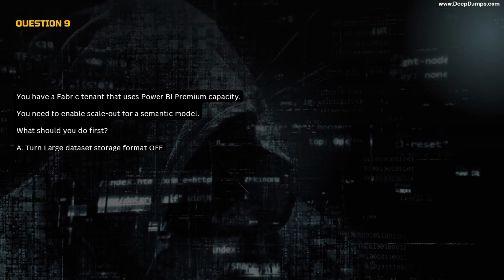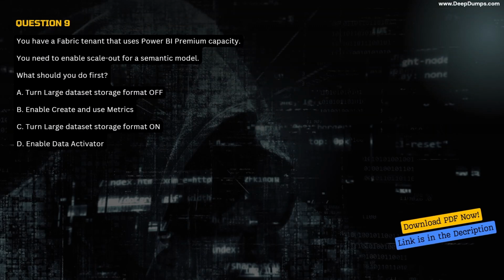Question 9. You have a Fabric tenant that uses Power BI Premium capacity. You need to enable scale-out for a semantic model. What should you do first? A. Turn large dataset storage format off. B. Enable create and use metrics. C. Turn large dataset storage format on. D. Enable data activator. Correct answer C.